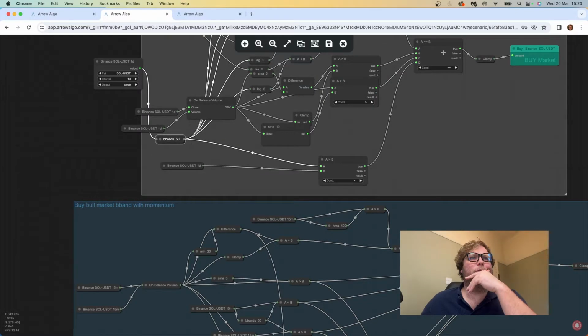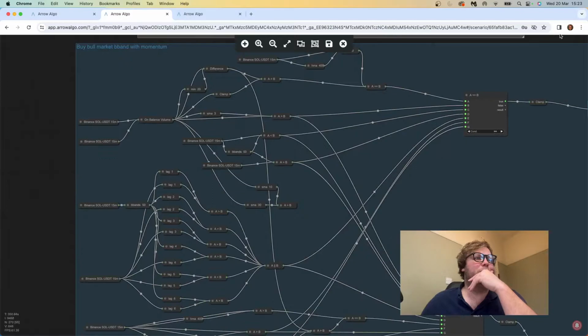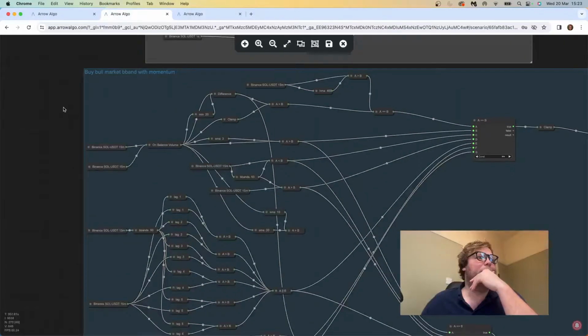And if all 4 of these conditions are met, then we're going to trigger our first buy. There is a video that I've produced on YouTube that explains that in a little bit more detail.